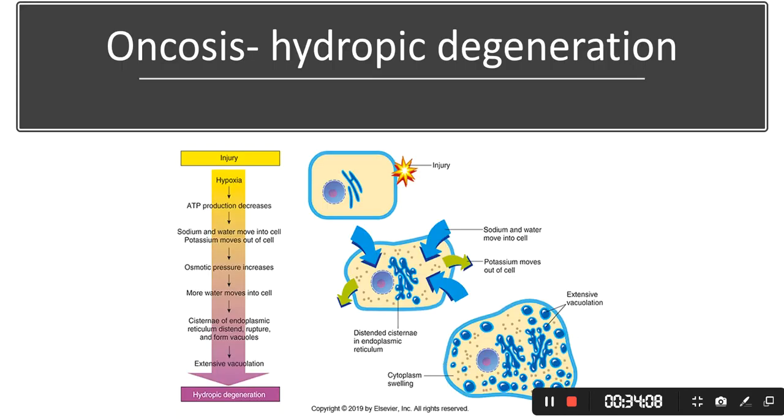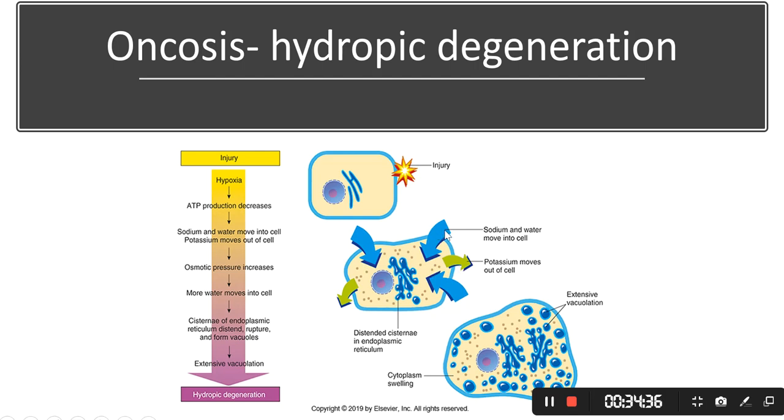This is the other kind of degeneration known as hydropic degeneration. What happens sometimes is when there is hypoxia, less oxygen, the ATP production decreases. Because of that, sodium and water move into the cell, and potassium, which is supposed to stay inside the cell, comes out. Because of that, the osmotic pressure increases.